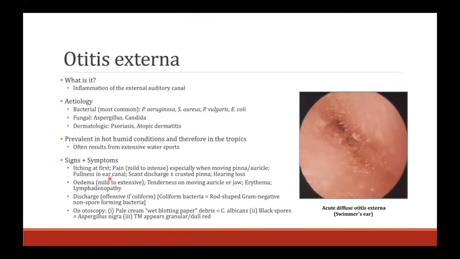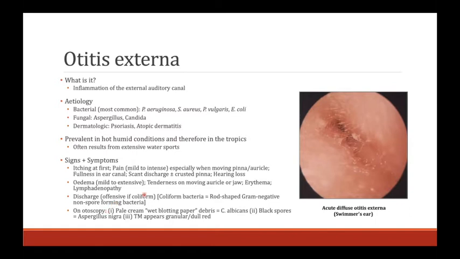Because of the associated swimming and water retention in the demographic, you get a feeling of fullness in the ear canal and occasionally some discharge as well. And because of all of this accumulation, this can manifest as hearing loss. Edema is commonly seen as well as some lymphadenopathy. Lymphadenopathy is one of the most important clinical signs in this particular condition, and never neglect to feel around the glands in the neck and on the back of the ears when doing an otoscopic examination as well.